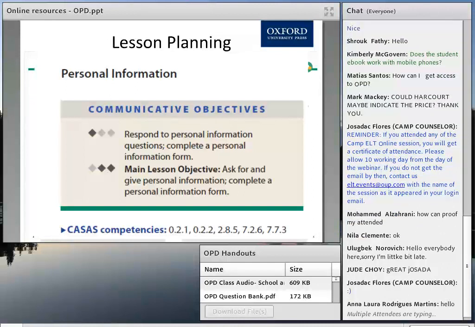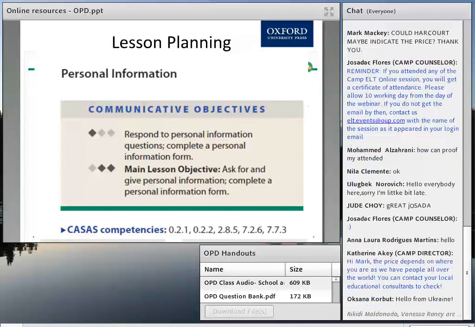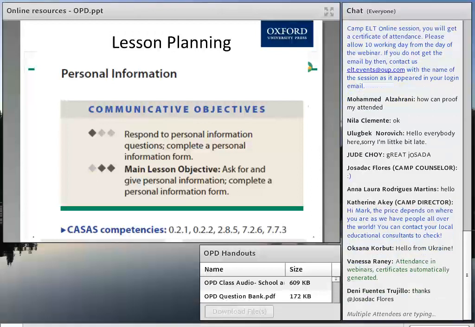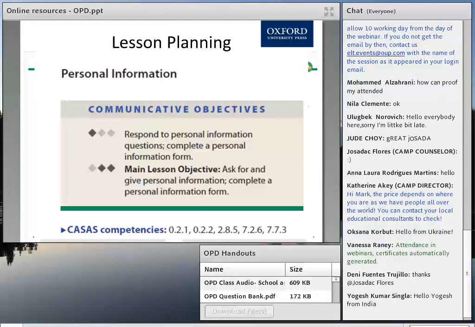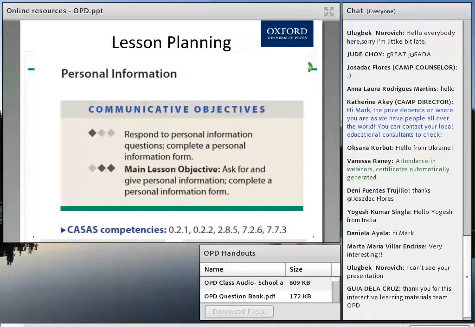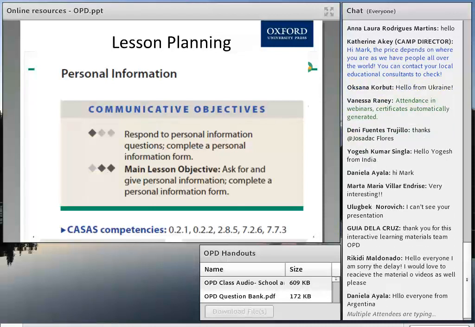In multi-level instruction, these diamonds here, the one at the top on the left-hand side, the left diamond, that's basically if you have some students in the class that are struggling, as long as they can respond to personal information questions and complete a personal information form, that will be measurable success at the end of the lesson. Now the middle diamond and right diamond are the main objectives for everyone, or for on-level students or higher-level students.